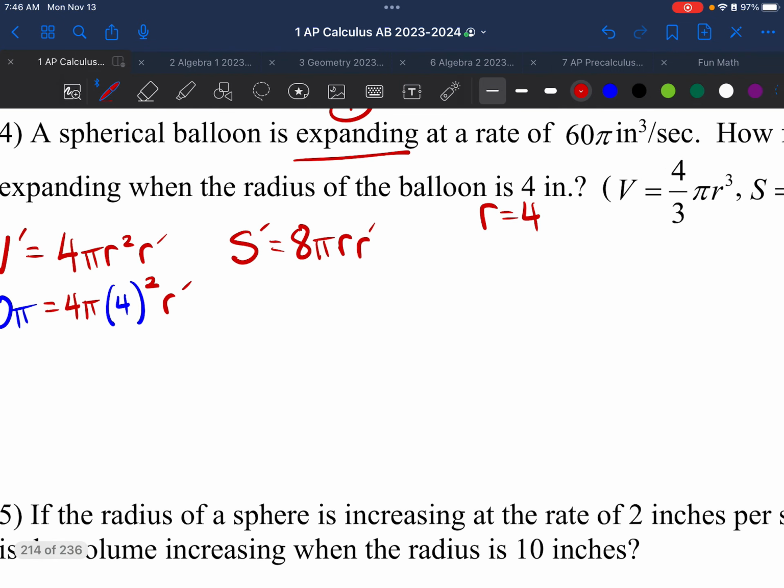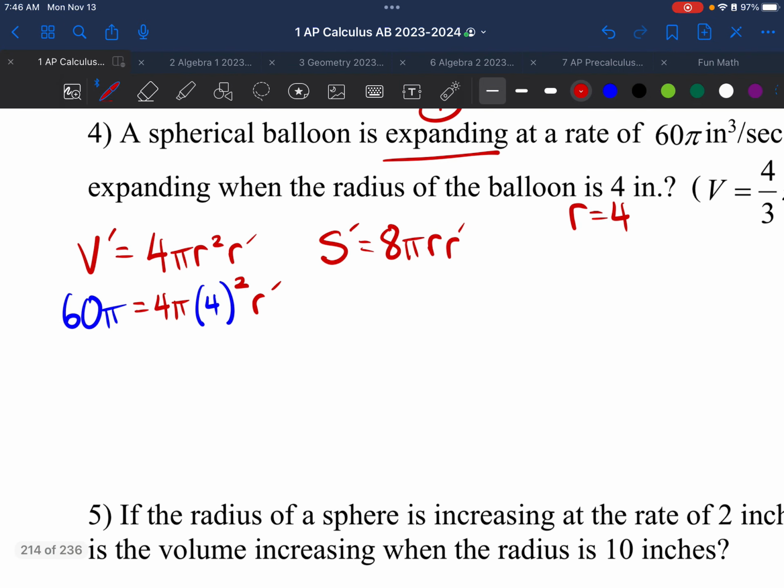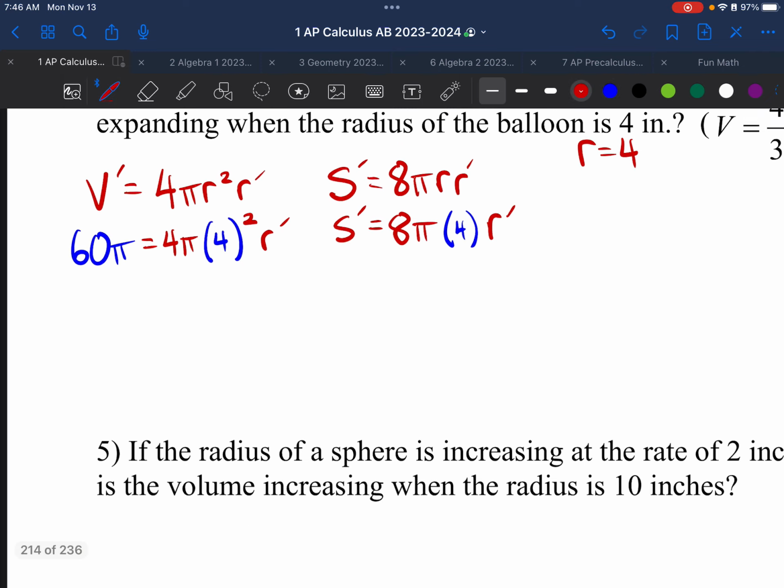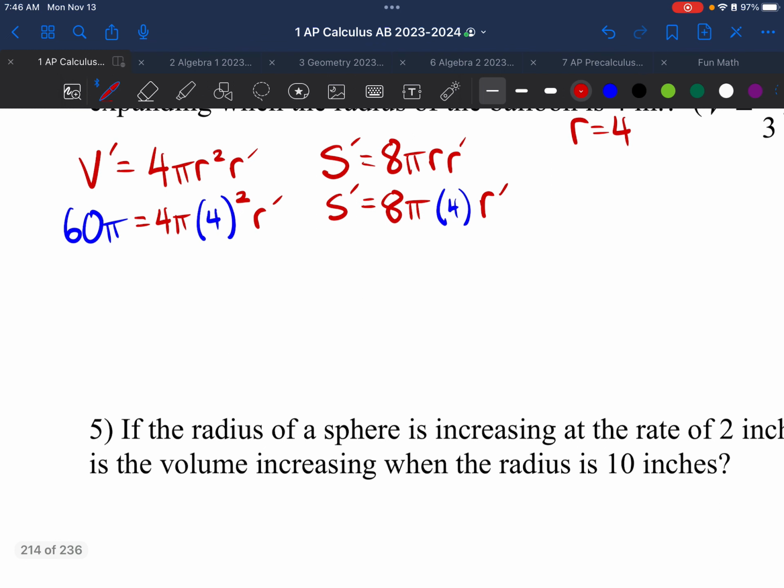So if I'm just going to fill in what we know, I know that surface area prime here is going to be 8 pi, and then we know that the radius here is 4. And this is going to be r prime. And we're going to plug into r prime. Let's see what we got here. We're going to solve over here. I have 4 squared, which is going to be 16, and then another 4 is going to make that 64. So over here on the right side, I have a 64 pi r prime, and then on the left-hand side, I have still my 60 pi.